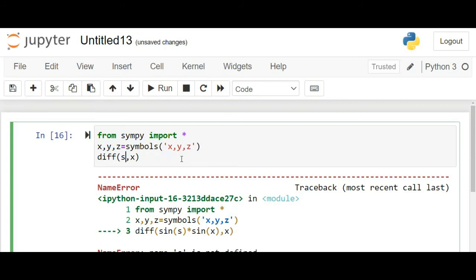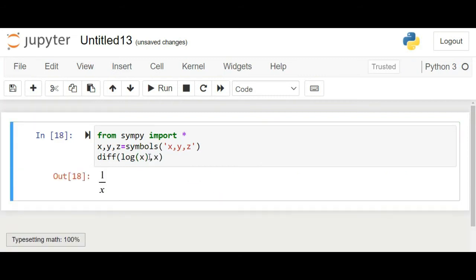However, for example, if I write log 10 x, then again we have an error, or simply log of x. In this case our derivative is, of course, 1 over x. Okay, so this is the way how to find the derivatives in Python.